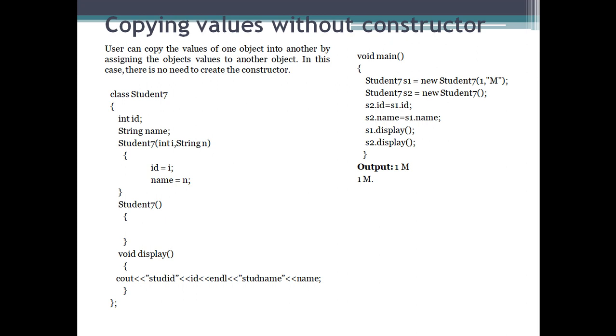Next, we move on to another simple example, another way the copy constructor can be implemented. The user can copy the value of one object into another by assigning the object value, which is direct initialization, or we can call it direct initialization with an assignment statement. So S1's ID will be directly allocated to S2's ID, and S1.display will take the display method of the S1 object, S2.display will take the display method of the S2 object.